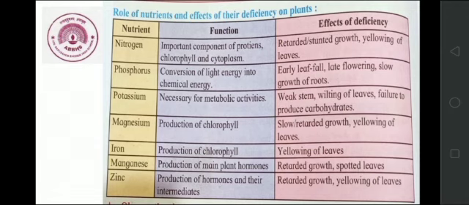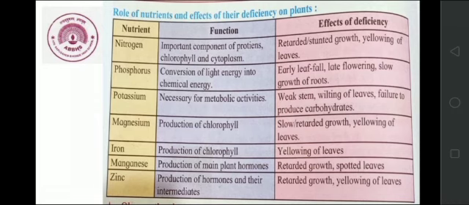For this, come to page number 30 of your textbook. There is a table given role of nutrients and effects of their deficiency on plants. First is nitrogen. It is important component of proteins, chlorophyll and cytoplasm. Its deficiency causes retarded or stunted growth, yellowing of leaves.